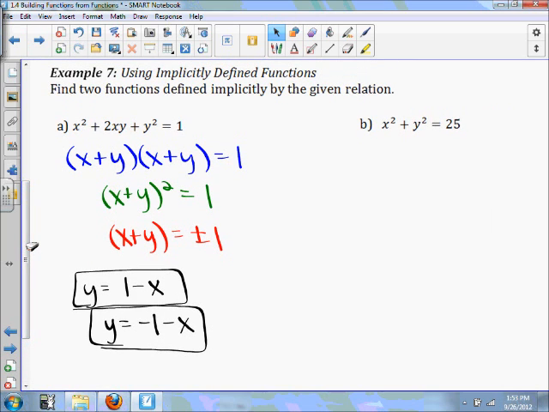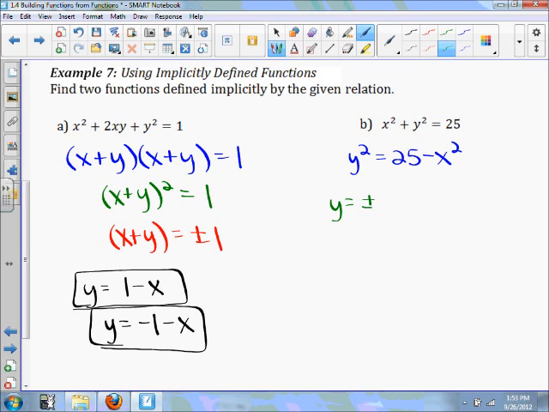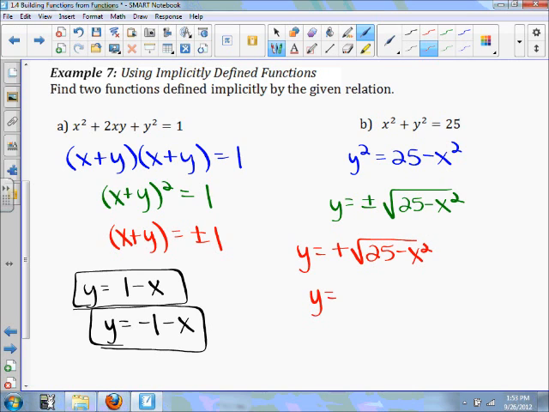Moving on to B, it's going to look like a previous one, like x squared plus y squared equals 4. We're going to subtract x squared from both sides. Then we're going to take the square root. Again, in order to give us two equations, it will equal the positive square root of 25 minus x squared and the negative square root of 25 minus x squared. So there are your two functions solved implicitly.